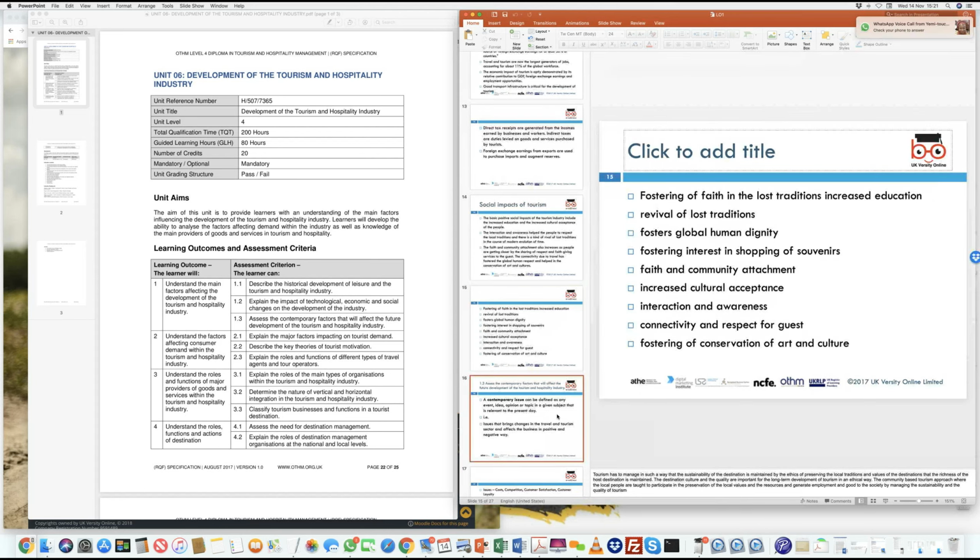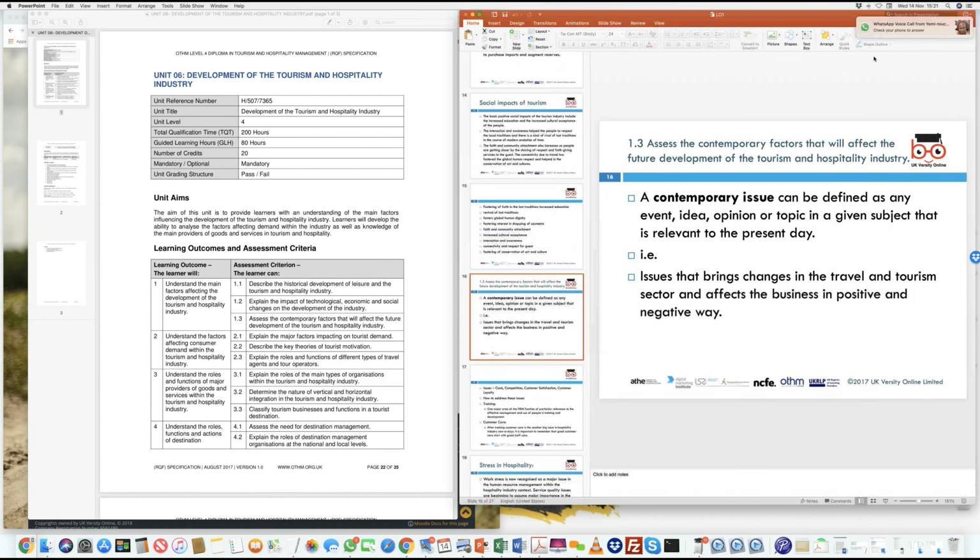Now, let's look at some of the other things. Let's look at what the contemporary factors are which affect the development of tourism. We've understood the history. We've understood what changes technology, economic viability, and social aspects or social changes can bring across for tourism. Let's also understand what the contemporary factors are that can affect tourism, and how they affect this activity going into the future.